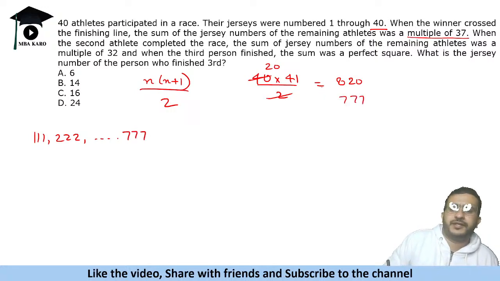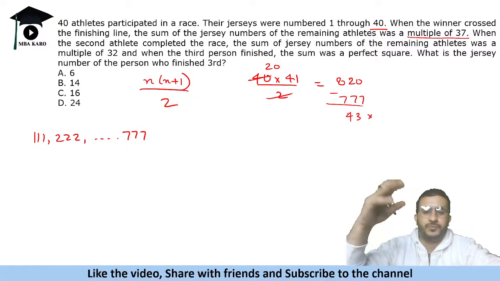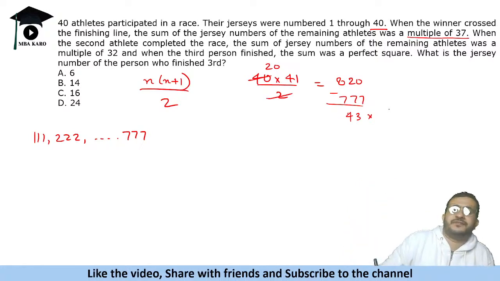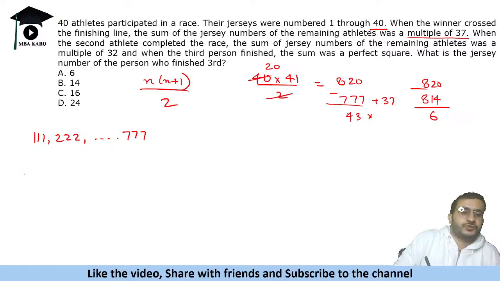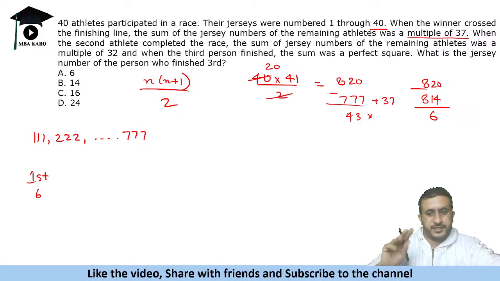So if I like hit and trial, if I try this number, I will get 43, which is not possible. Like missing number has to be like the number has to be less than 40, isn't it? So this means 771 के बाद वाला number लेते हैं. That is 814. 6. So जो first आया उसका जर्सी नंबर 6 है.